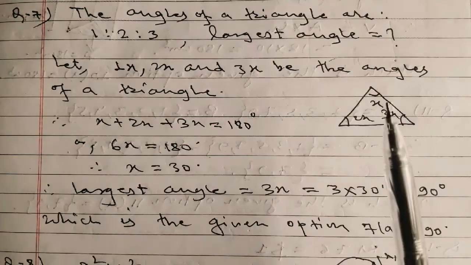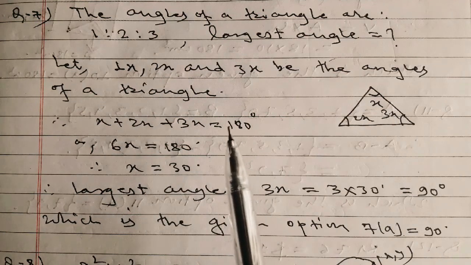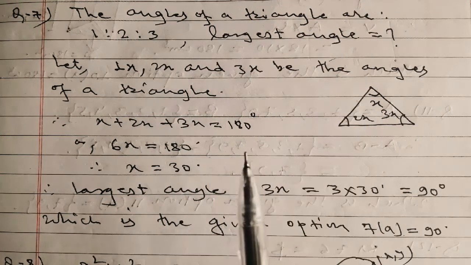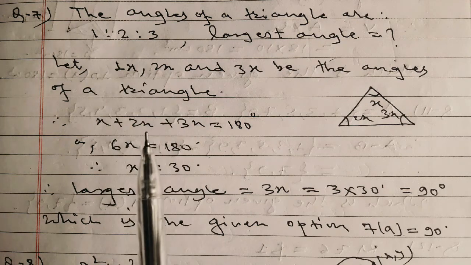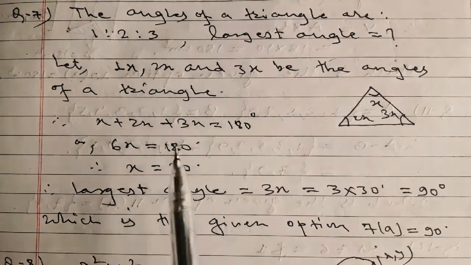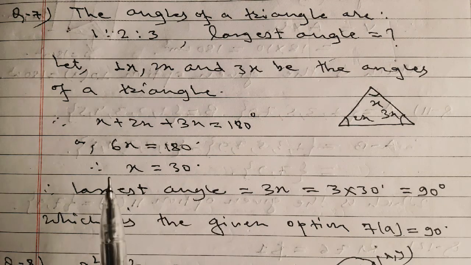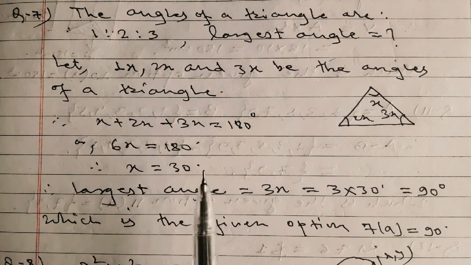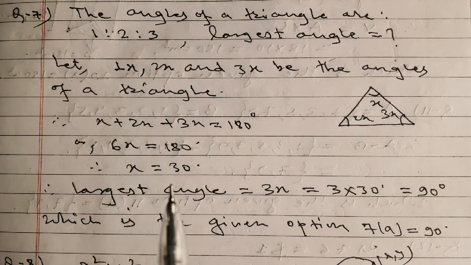We know that the sum of 3 angles of a triangle is equal to 180 degree. That means they form a straight angle. The first angle is x, the second angle is 2x and third angle is 3x. So x plus 2x plus 3x is equal to 180. 2 plus 3, 5, 5 plus 1, 6, 6x is equal to 180. Therefore x is equal to 180 divided by 6. x is equal to 30 degree. Or we can say the common multiple of the 3 given angles is equal to 30 degree.